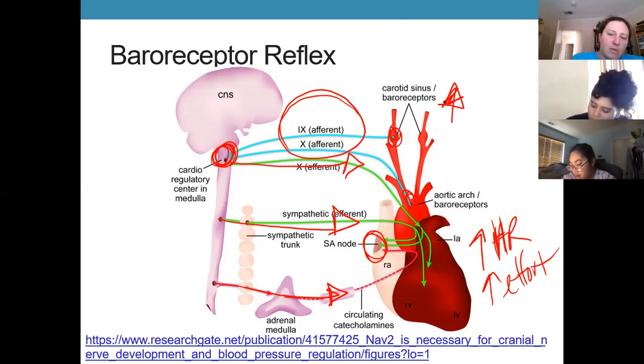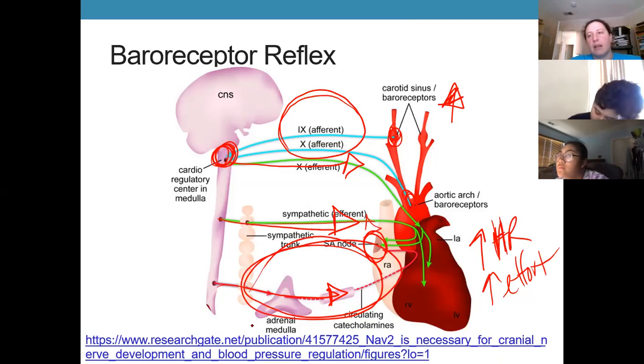And you can see that not only do we have this instant nervous system response, but by releasing epinephrine from the adrenal medulla, we have a fairly prolonged response to help maintain keeping up blood pressure by having a longer acting effect on the heart.